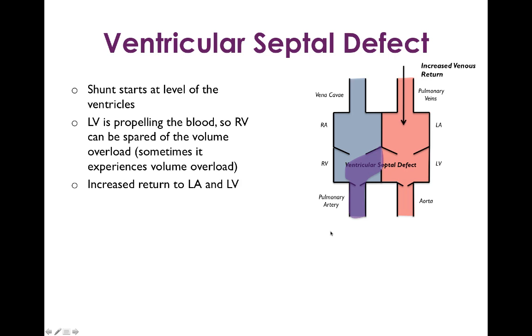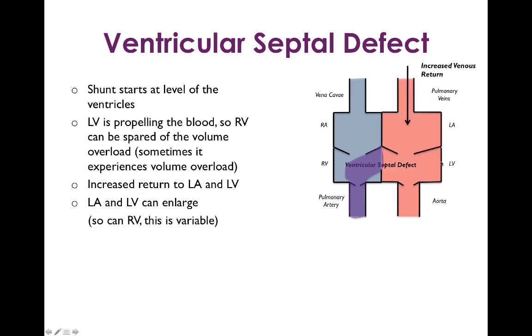So what that means, and this is really critical, is that you have increased return of blood, venous return, through the pulmonary veins, right? Because all the blood that gets to the lungs through the pulmonary artery is going to end up in the pulmonary veins. So there's increased venous return to the left side of the heart because of the extra blood going through the pulmonary artery circuit. So that means you have increased return of blood and increased volume in the left atrium and the left ventricle. And the left atrium and left ventricle can therefore enlarge.